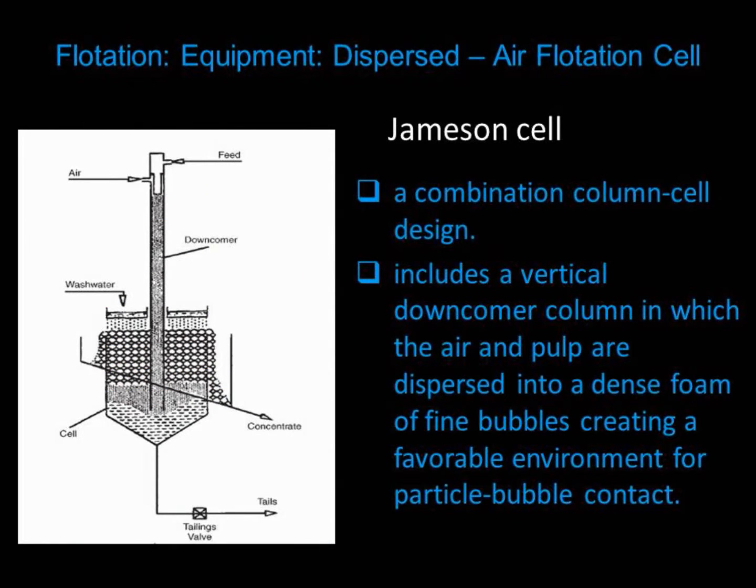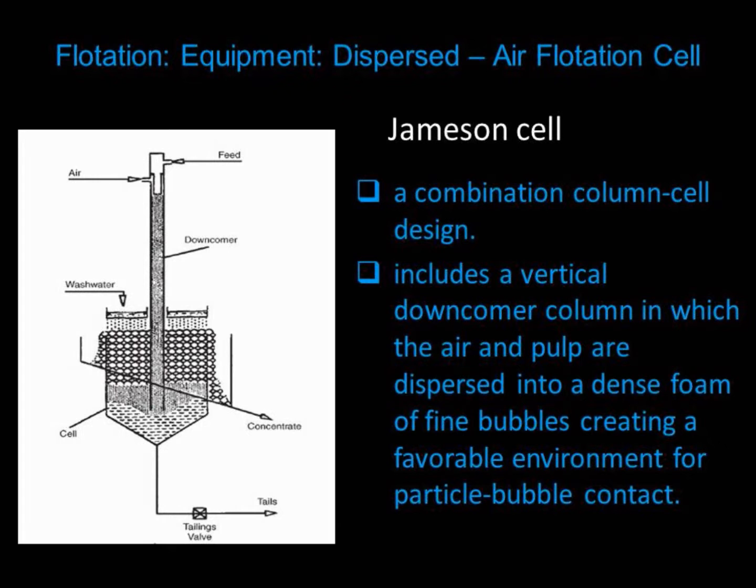The Jameson cell, by contrast, is a combination column cell design. It includes a vertical downcomer column in which the air and pulp are dispersed into a dense foam of fine bubbles, creating a favorable environment for particle bubble contact. The bubbly mixture is then discharged into a cell, which allows the separation of particle-laden bubbles from the pulp. This is an example of a Jameson cell.